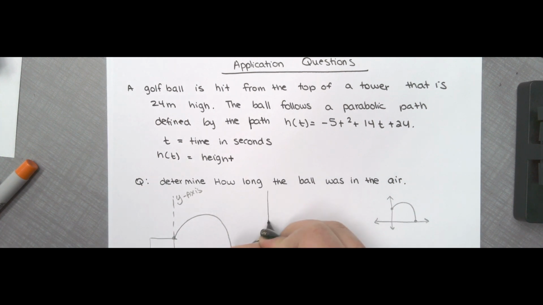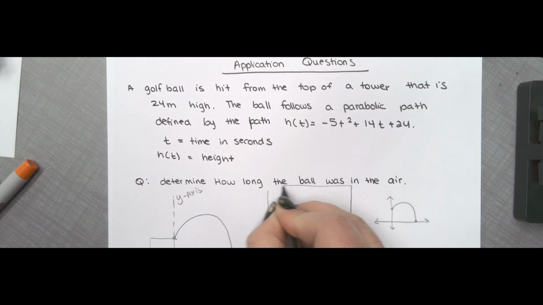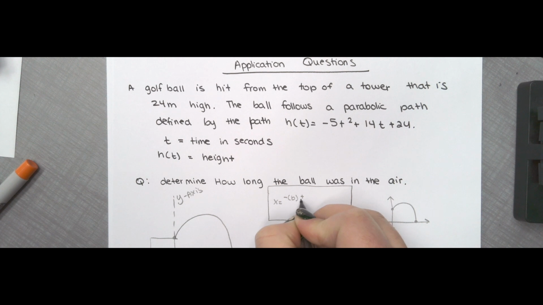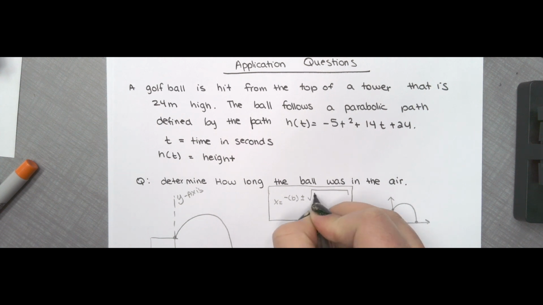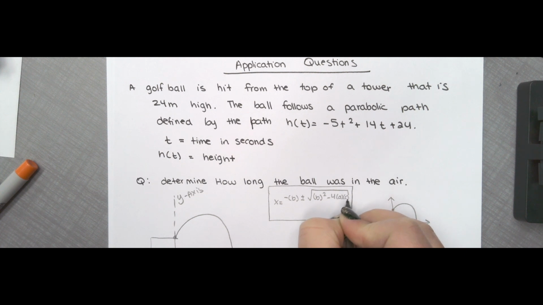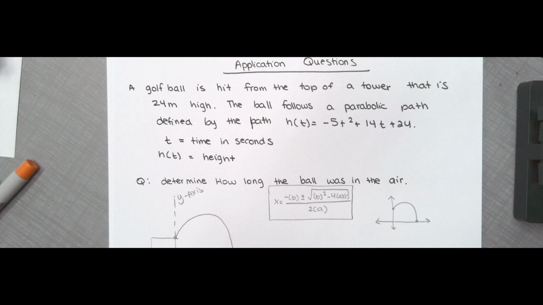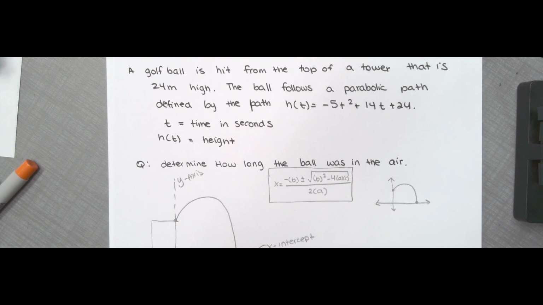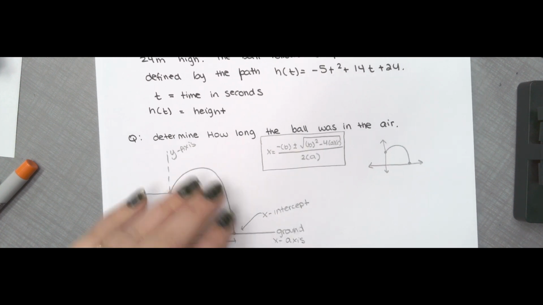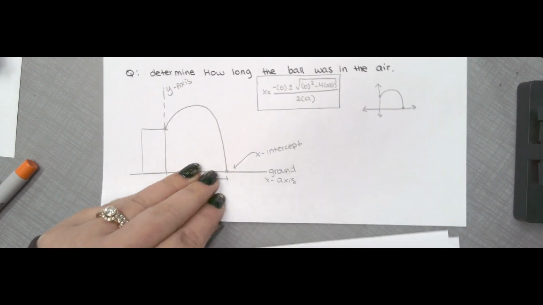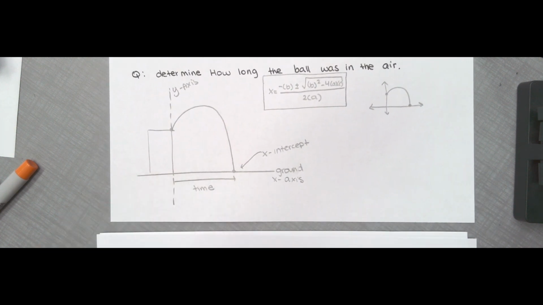Your quadratic formula, if you recall the song, negative b plus or minus the square root of b squared minus 4ac all over 2a. I'm going to shift this to a different page so I can have some space. Give you a moment to write down the quadratic formula.